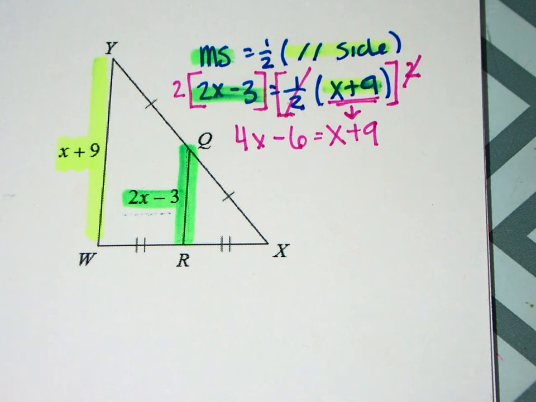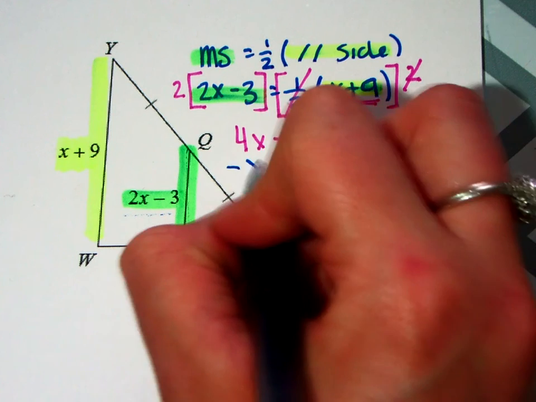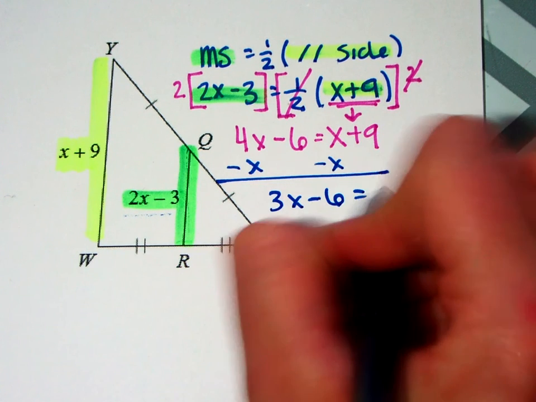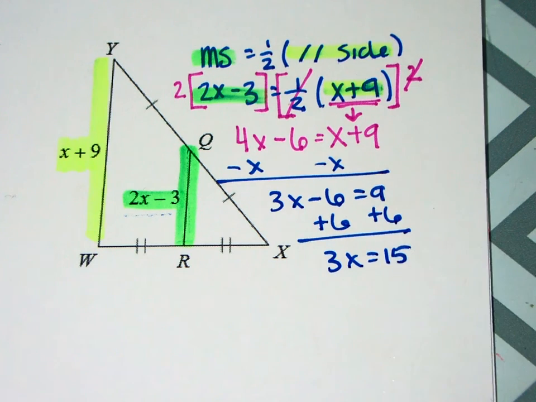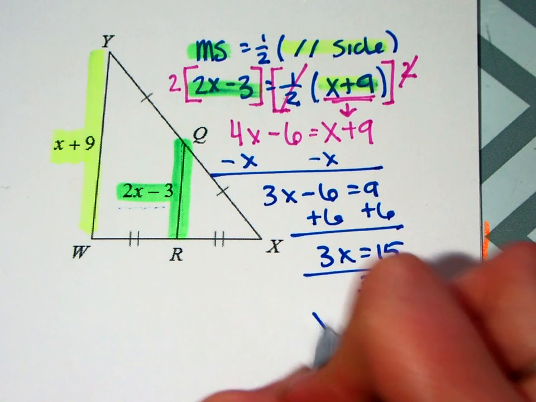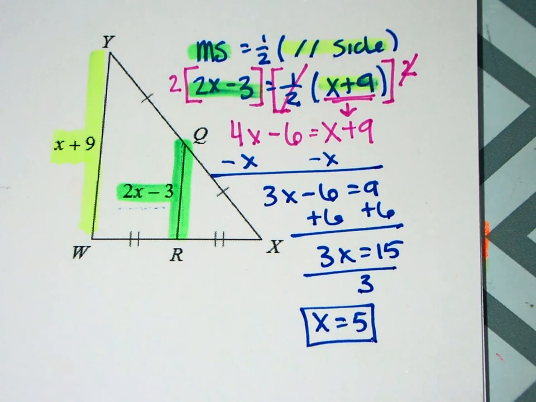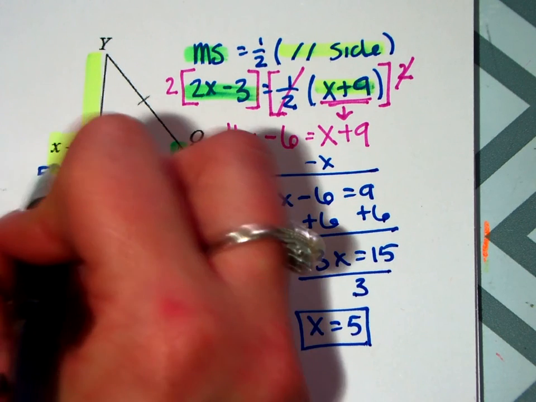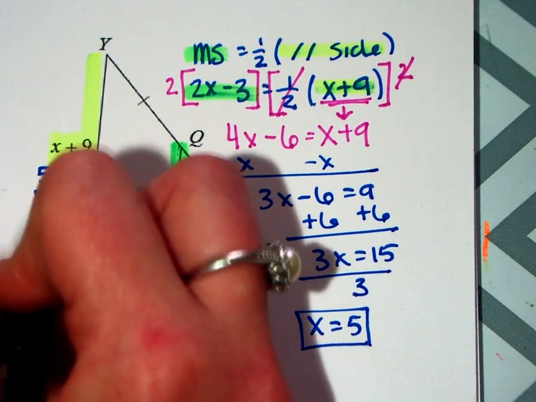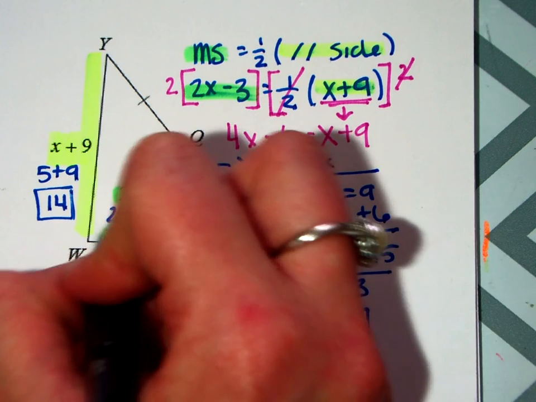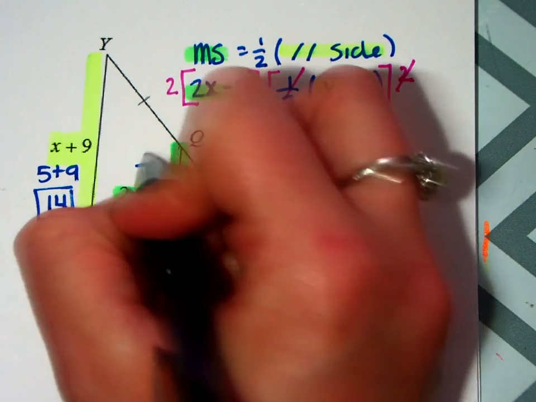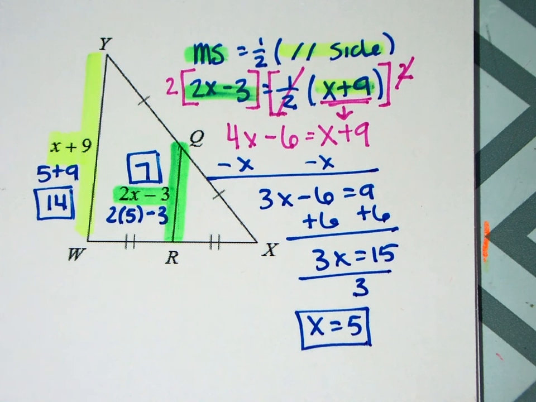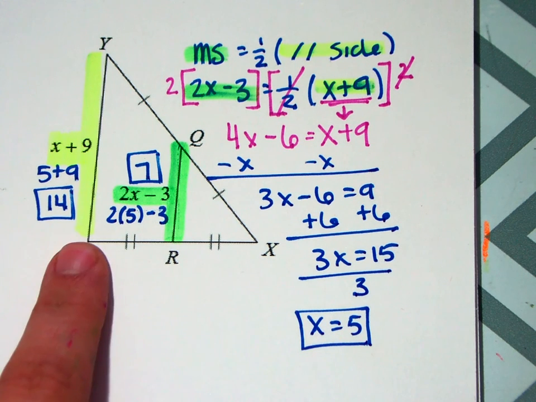Then from here I can solve. I'm going to subtract x. 3x minus 6 equals 9. Adding 6, 3x equals 15. Dividing both sides by 3, my x value is 5. Now if I need to know the measurement of the side, I'm just going to plug 5 in. So 5 plus 9 is 14. And the length of my mid-segment, 2 times 5 minus 3, so that's 10 minus 3 is 7. Remember, the mid-segment is equal to half of the parallel side.